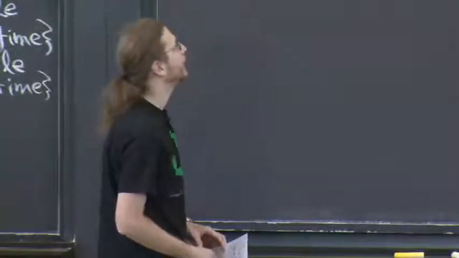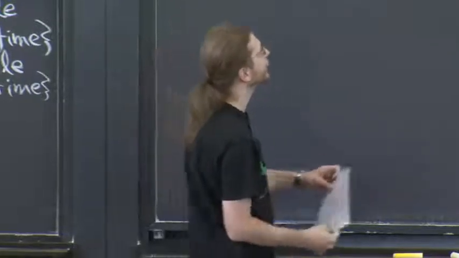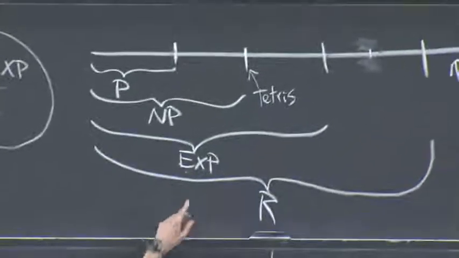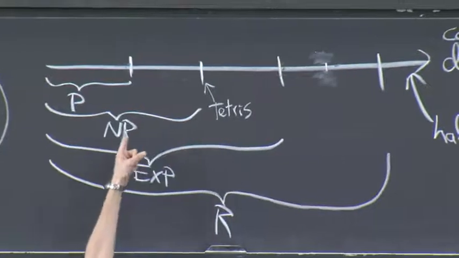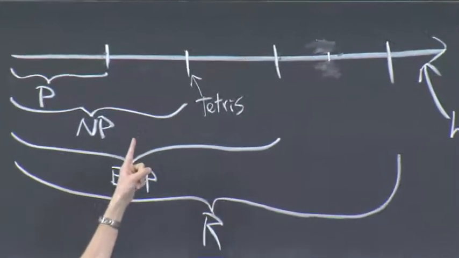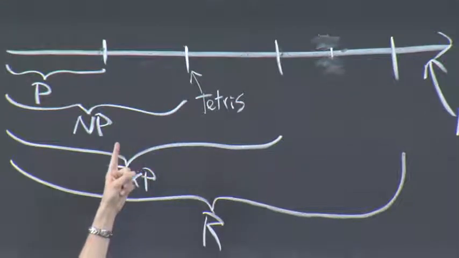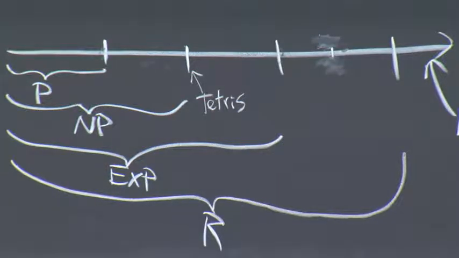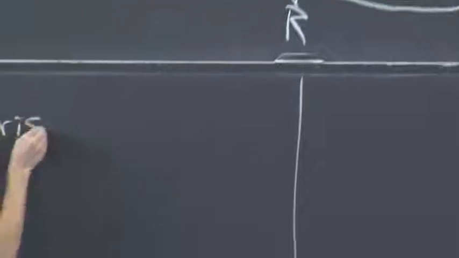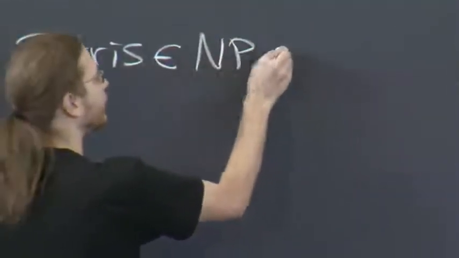Fortunately, this is not the end of the story. And we can say a lot about things like Tetris. See, I drew Tetris not just in this regime. We're pretty sure Tetris is between NP and P, that it's in NP minus P. So let me write that down. Tetris is in NP minus P.